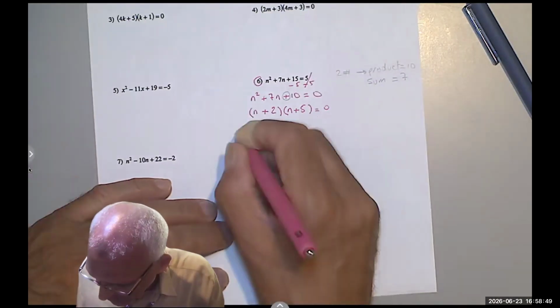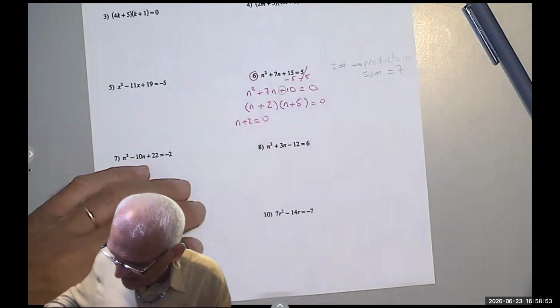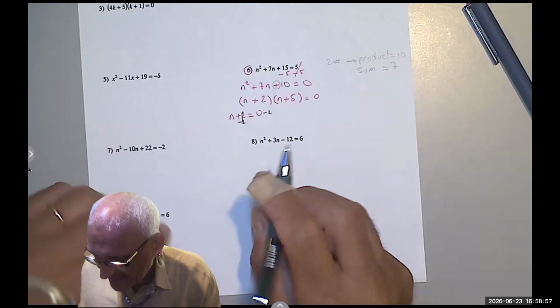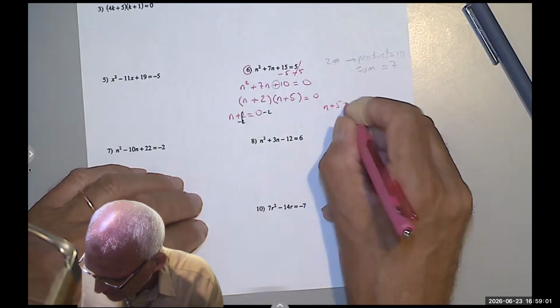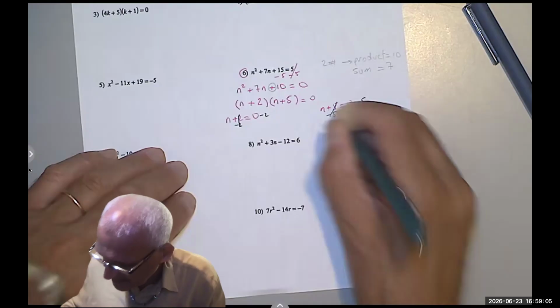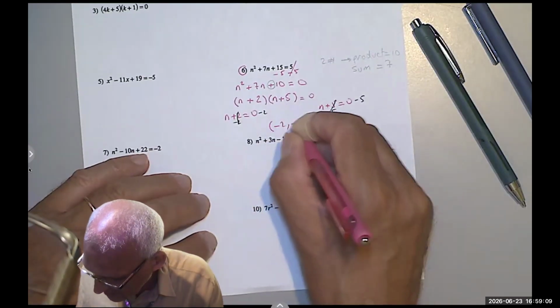Equals 0. So either n plus 2 equals 0, in which case I'm going to subtract 2 from both sides and get n equals negative 2, or n plus 5 is 0, and I subtract 5 from both sides and I get n equals negative 5. So the answer is negative 2, negative 5.